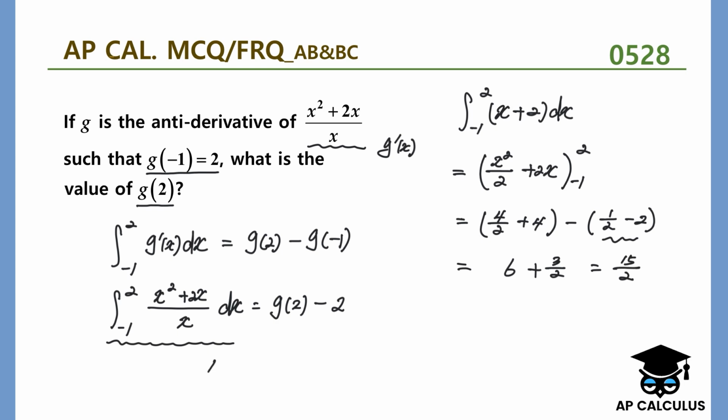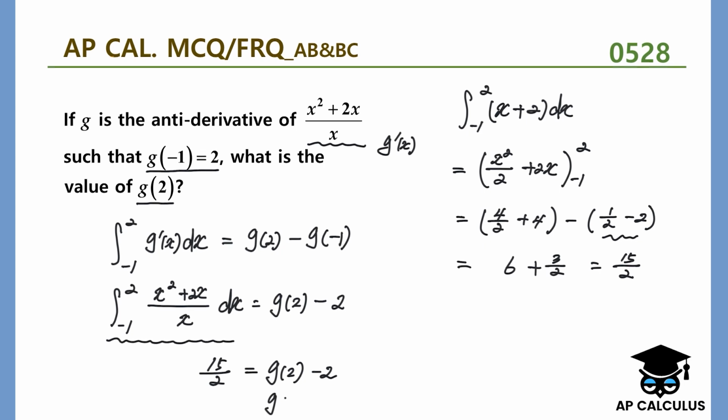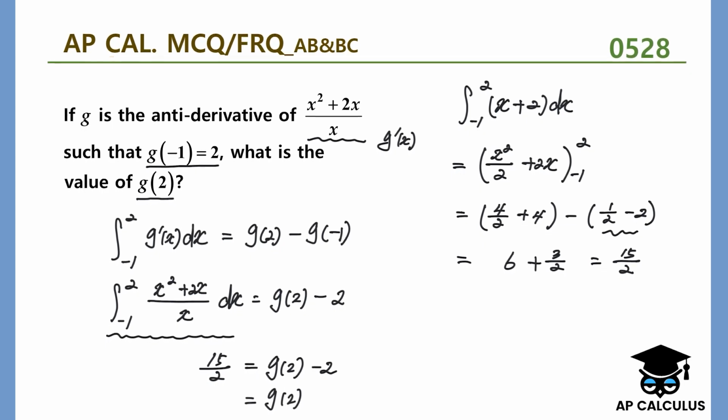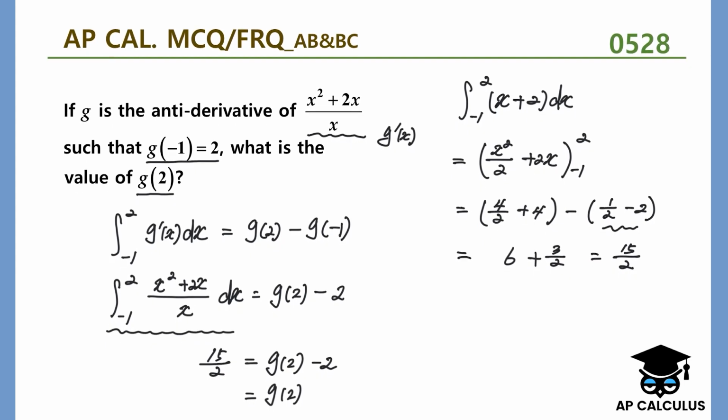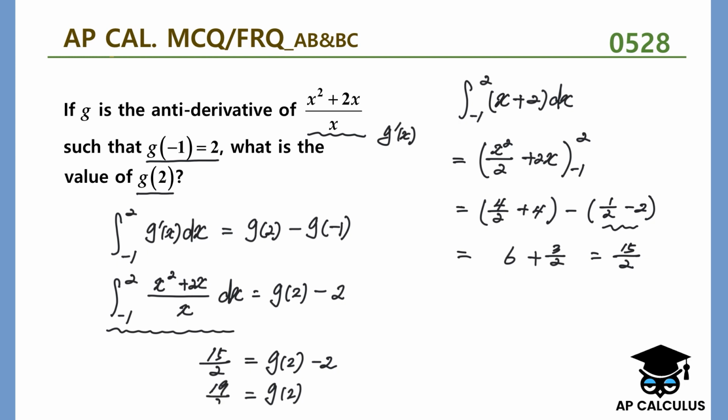So we have 15 over 2 here is equal to g of 2 minus 2. So g of 2 is equal to 15 over 2 plus 2. That's 19 over 2, right? So this is our answer.